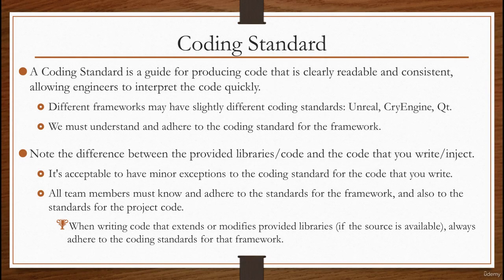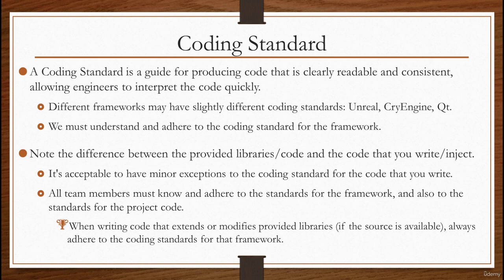Alright, if you recall, a coding standard is a guide for producing code that is clearly readable and consistent, allowing engineers to interpret the code quickly. Now, different frameworks may have slightly different coding standards. Unreal Engine, CryEngine, and Qt, for example. Unreal Engine being open source, Qt being open source, and you can also get the source for CryEngine. Although I have to say that is at time of recording, I'm not sure what the future will look like for CryEngine. And we must understand and adhere to the coding standard for that particular framework.